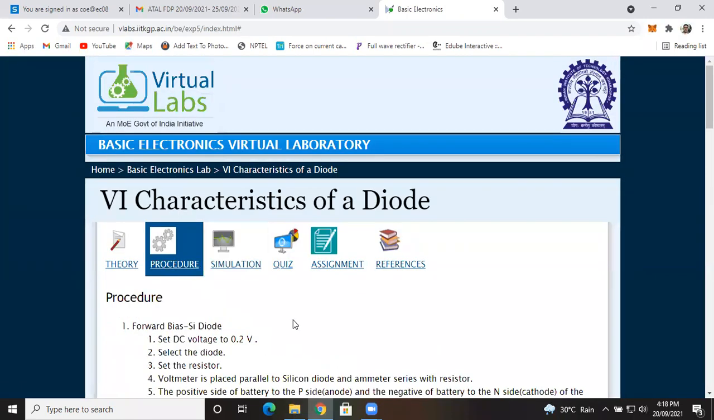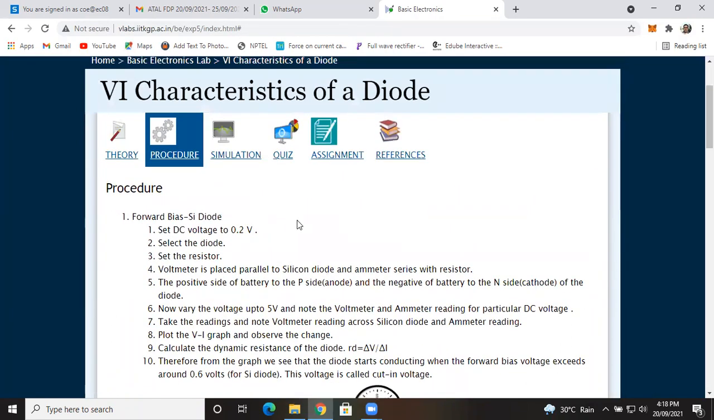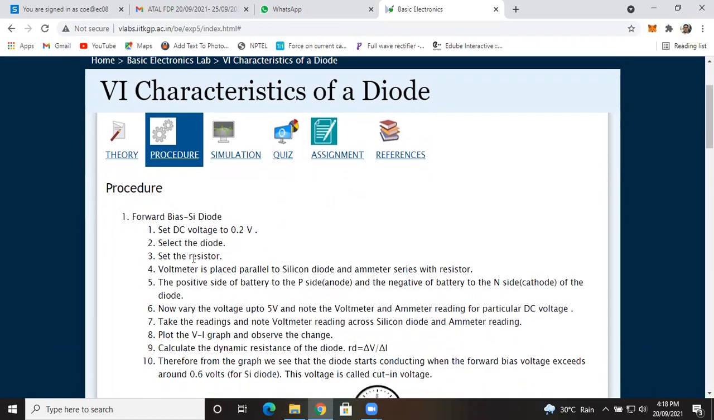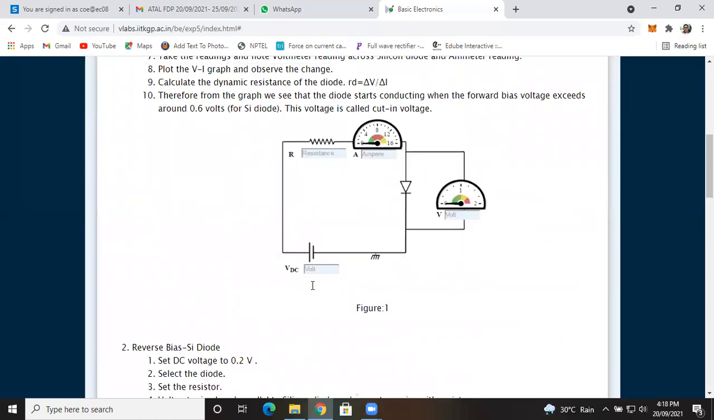Now, how to do the practical for it, the procedure is given. I will provide you the website of this virtual lab. No ID and password is required to use this virtual lab, so you can easily use it. The procedure is given for forward bias as well as for reverse bias.